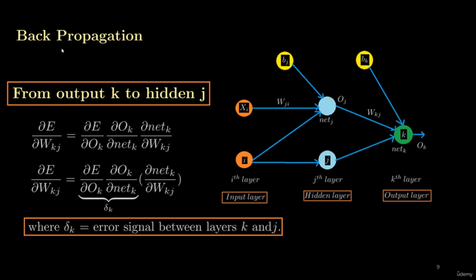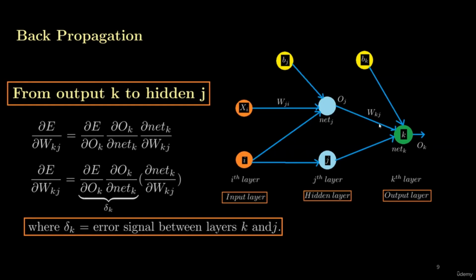In the first step of back propagation, we will move from output K to hidden J. So this is our output K and this is our hidden J. Now we are starting the backward propagation, and in the first step we move from the output K to the hidden J. In that movement, we will write the gradient equations, or the differentiation based equation for the back propagation, and we will update this weight.